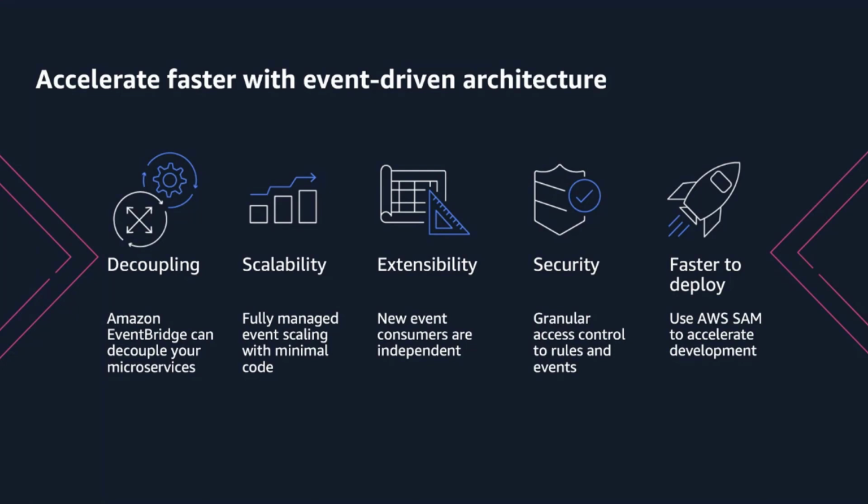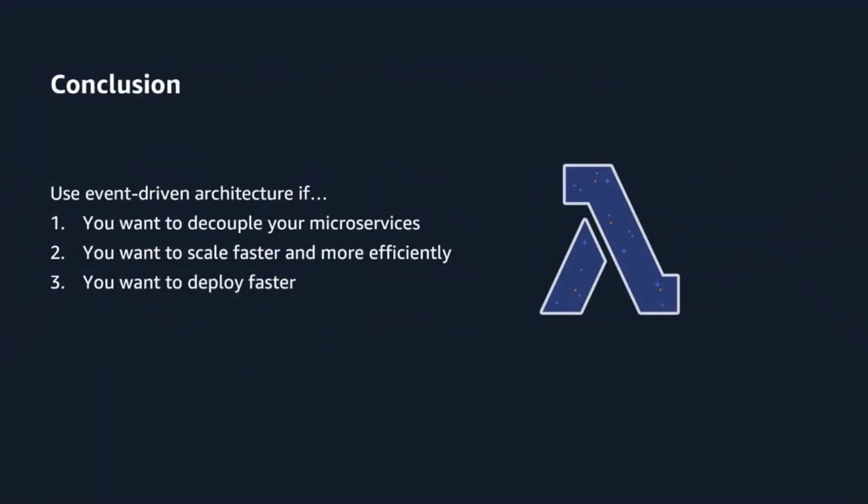EventBridge also has a deep integration with IAM to provide granular control over event buses, rules, and targets. You can use Amazon's Serverless Application Model, or SAM, as an infrastructure as code tool to accelerate development and automate deployment. When you combine SAM with EventBridge, you can use SAM to break apart larger apps into smaller decoupled services that communicate with events.